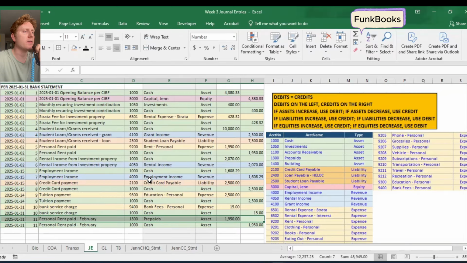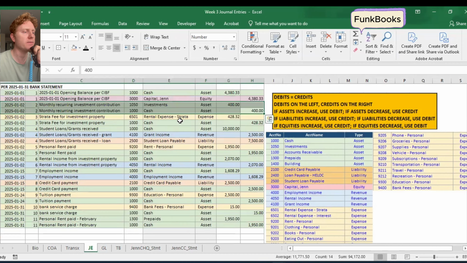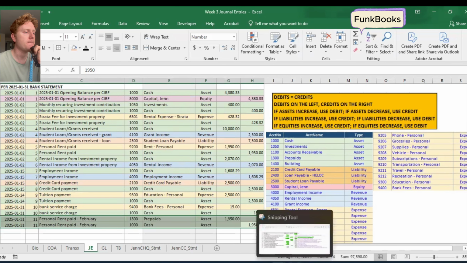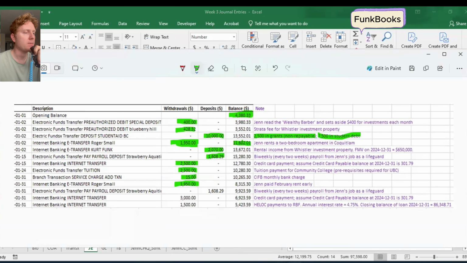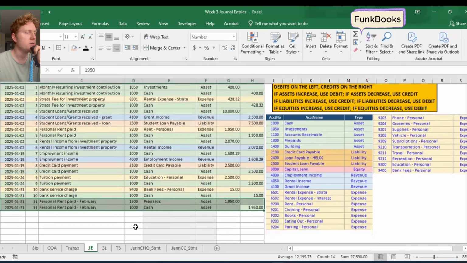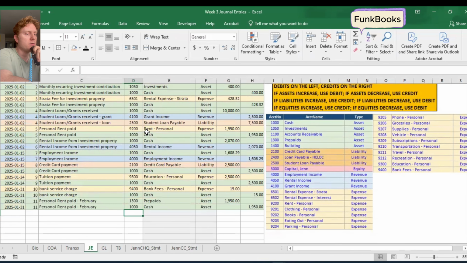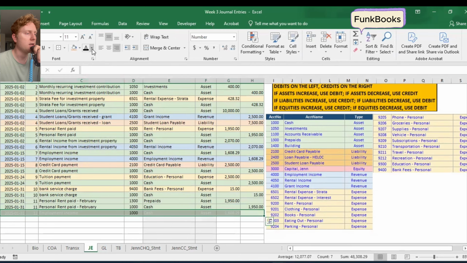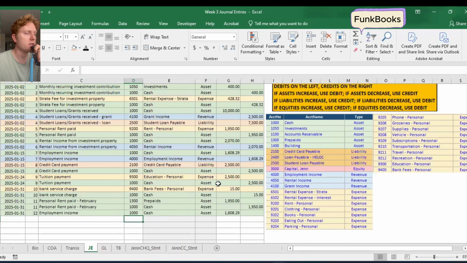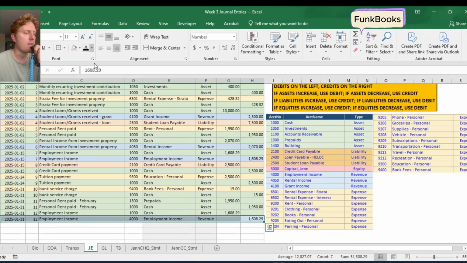So here we just have another shift of assets, similar to up here where we're exchanging cash for investments. Here we're exchanging cash for prepaids. So that's good. Okay, payment again. We've seen the exact same transaction. So cash should be going up. So we debit cash for 1,608. And we're going to credit employment income. So that is an increase to equity. That's good.